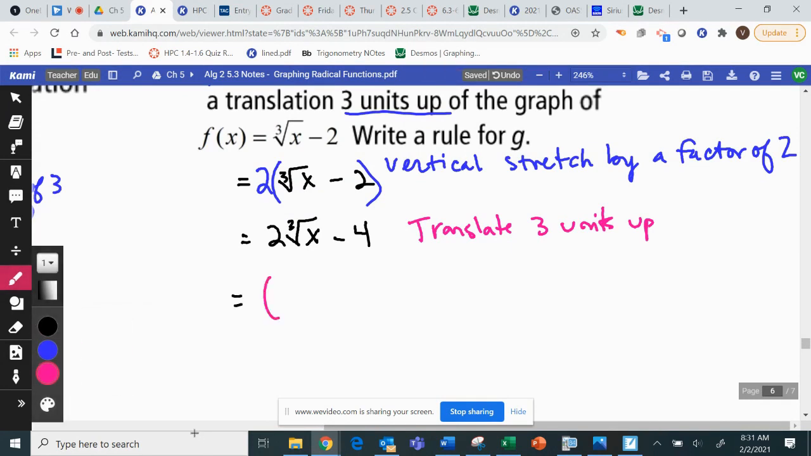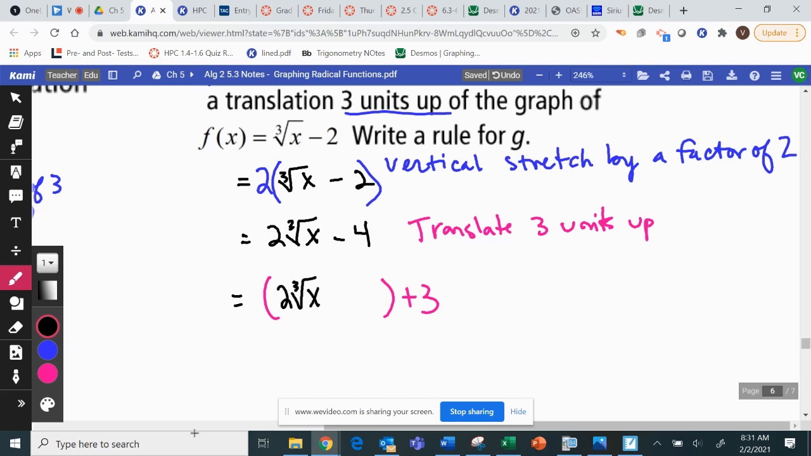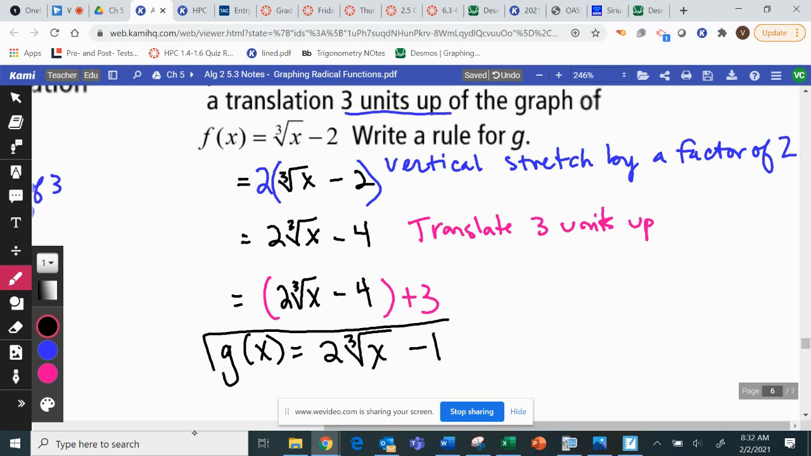So I'm going to have a plus 3 on the outside of the previous function. I'm going to put that plus 3 on the outside. 2 cube root x minus 4, and that entire thing is plus 3. Let's simplify that. Get 2 cube root x minus 1.